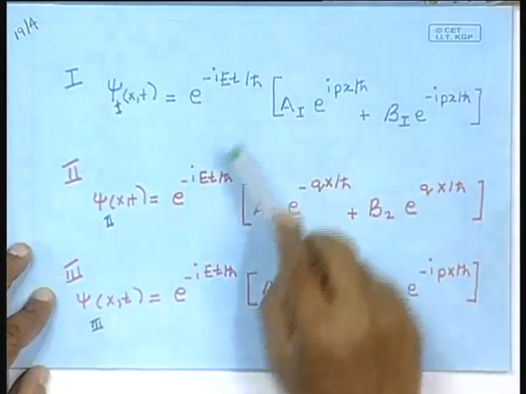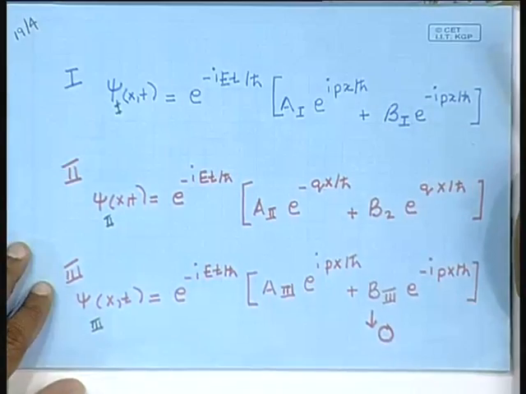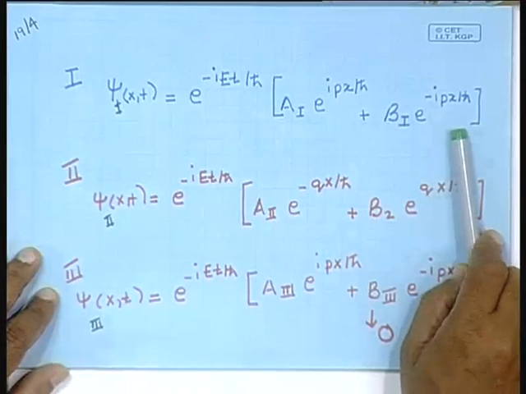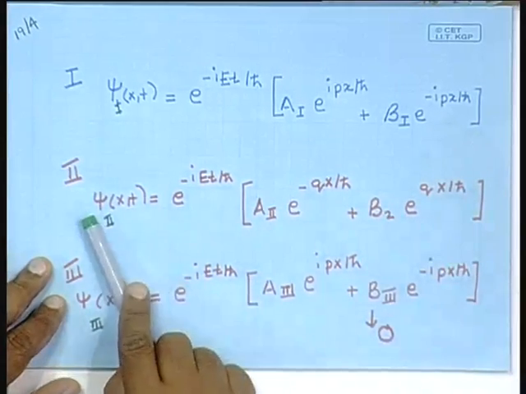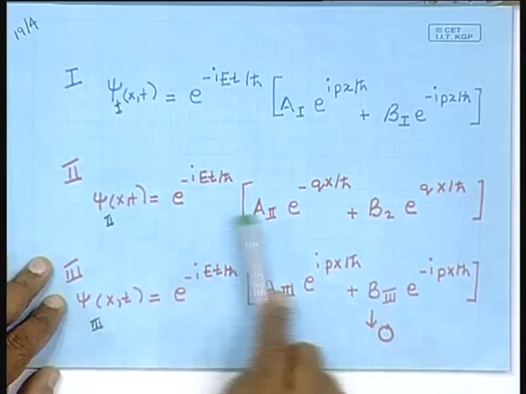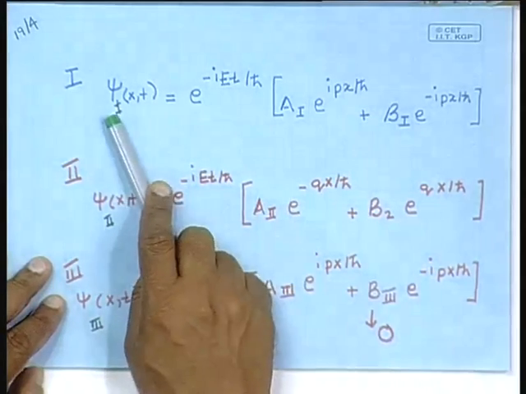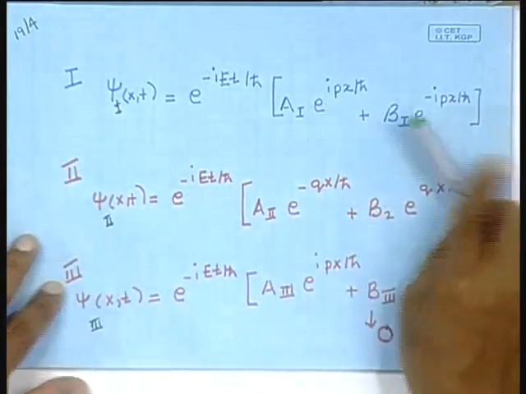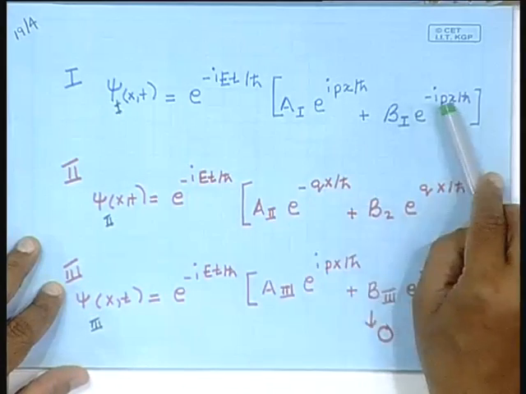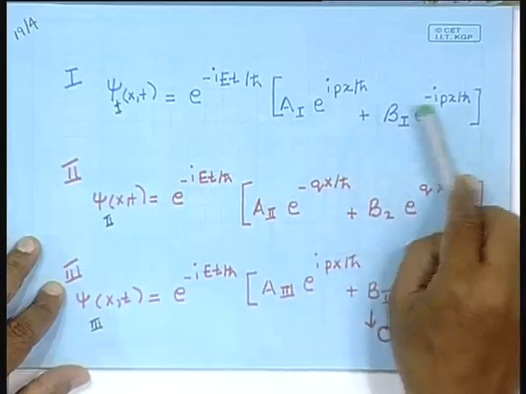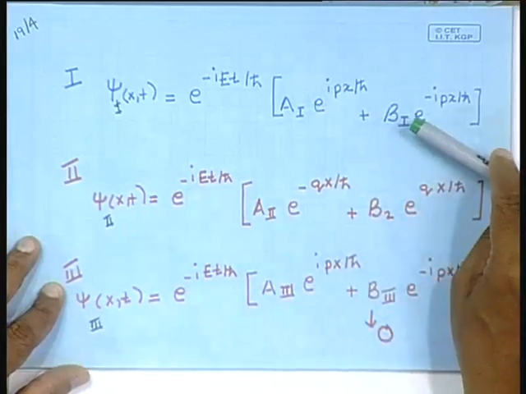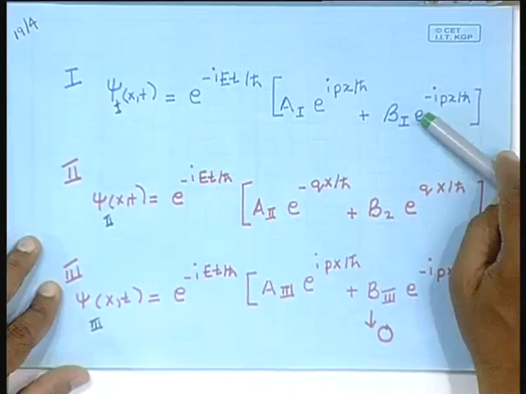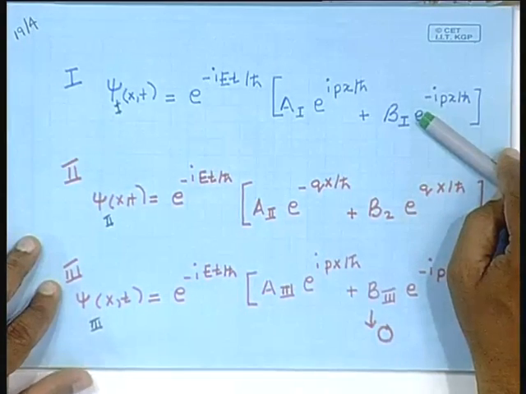The time part is the same in all of these, and this is the solution in region 1 where it is a free particle. This is the solution inside the barrier. In region 1 where it is a free particle, you have an oscillating wave function. The wave function is a plane wave. It is a superposition of two plane waves, one travelling to the right, one travelling to the left. This represents the incident particle, this represents the reflected particle.